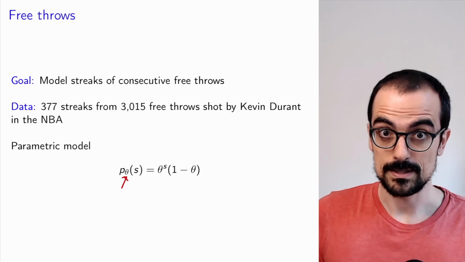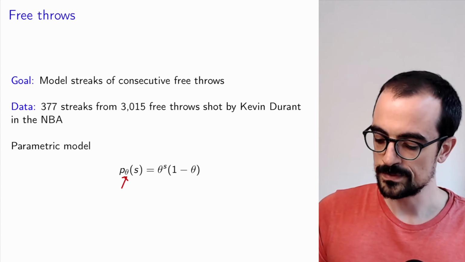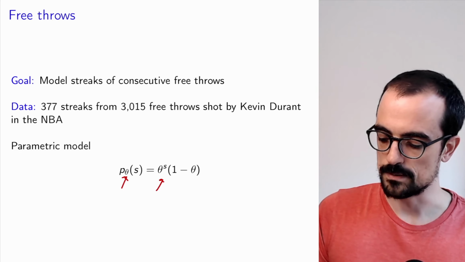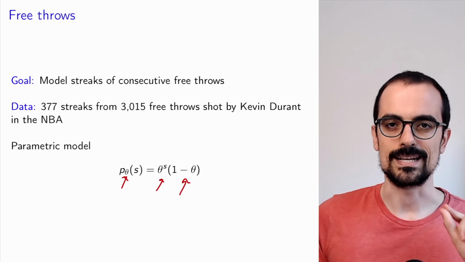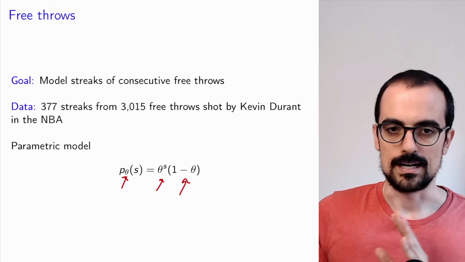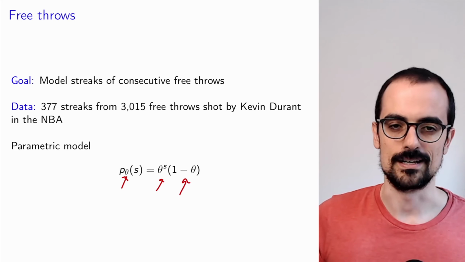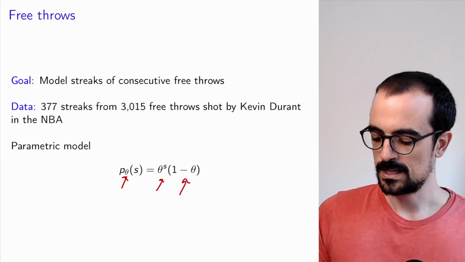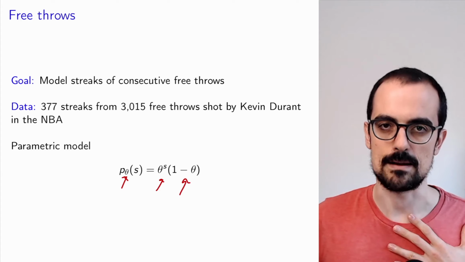obviously depends on the parameter, but given a fixed value of theta, it's going to be equal to theta to the s times 1 minus theta. And if you remember, theta represents the probability of making each free throw. I recommend that you go back to the video on the geometric distribution if you don't remember that very well. But let's assume that we have a parametric model that we have designed that we're happy with.